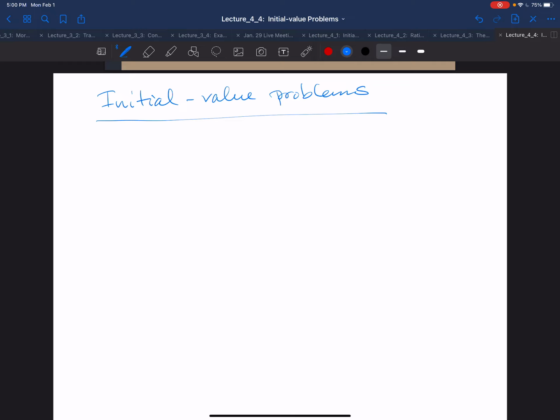Okay, we started out by saying that the first part of this course was going to be on differential equations, and in fact mainly on initial value problems. And you now have everything that you need in order to solve initial value problems in which the differential equation is a linear differential equation with constant coefficients.